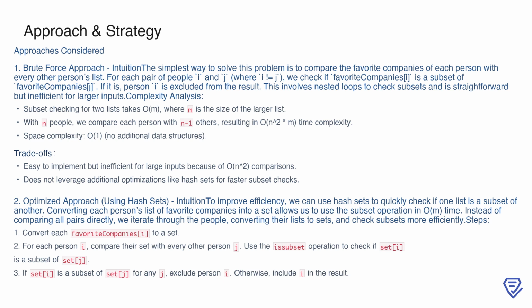the average list size. The space complexity, however, is low at O(1), as it doesn't require any additional data structures. Despite its simplicity, the brute force approach is inefficient for larger inputs due to the high number of comparisons and the lack of any optimization, making it impractical in many scenarios. To address these inefficiencies, we can turn to our second approach, which involves using hash sets for faster subset checks.